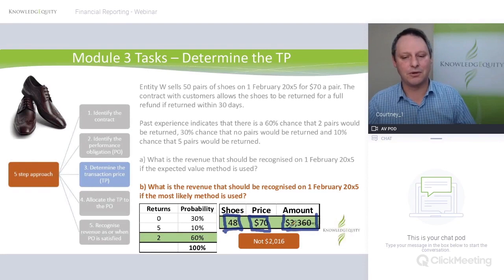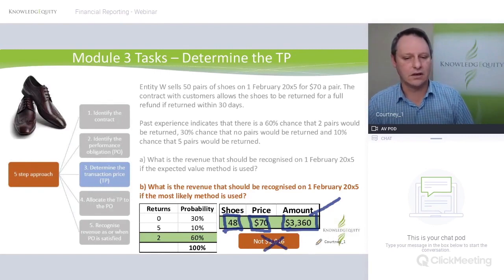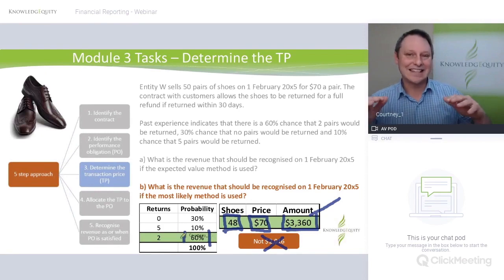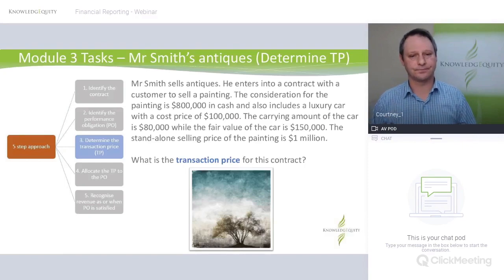Now, one mistake people make is to take this number and multiply it by 60%. That's not correct. We don't want to do a weighted average. That was the answer to the previous question. So it is not $2,016. We only want to know about this 60% because that tells us the most likely item to occur.